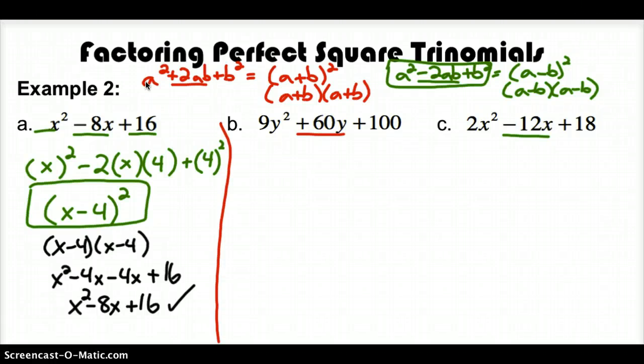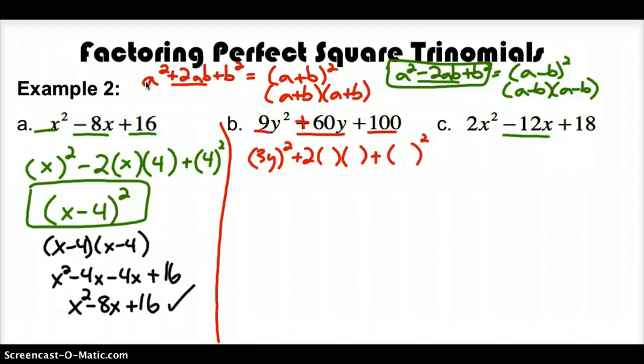So I have 9y squared plus 60y plus 100. I'm going to check the 9 and the 100. Those are both perfect squares, so we're ready to go. I'm going to follow my red pattern because my middle term is positive. I want to write this as a squared plus 2ab plus b squared. First, I've got to get 9y squared. How can I write that as a quantity being squared? I can write this as 3y, a product, being squared.